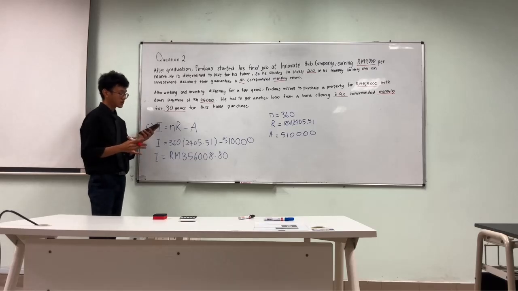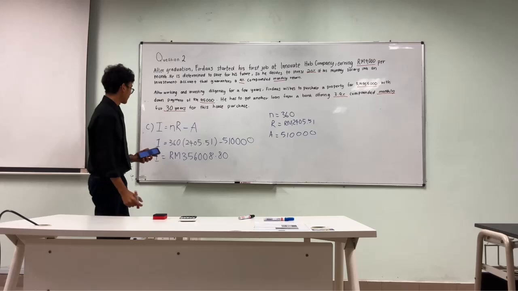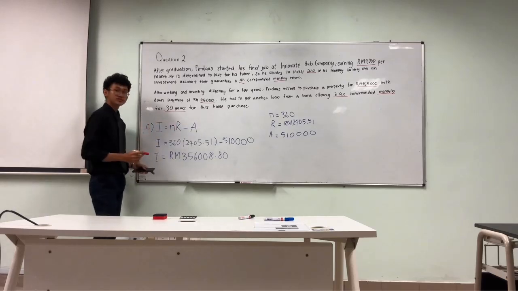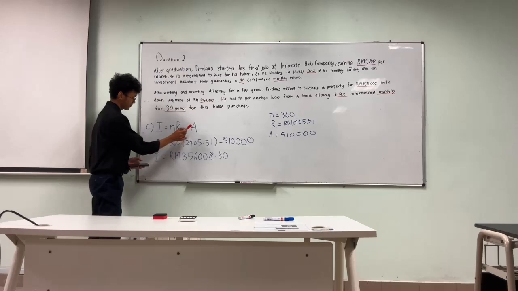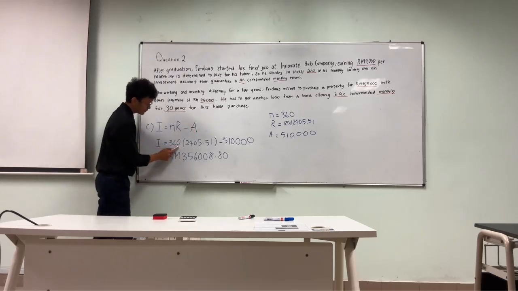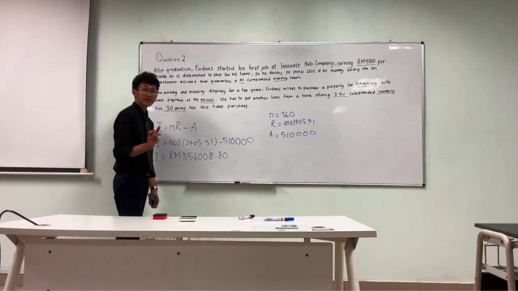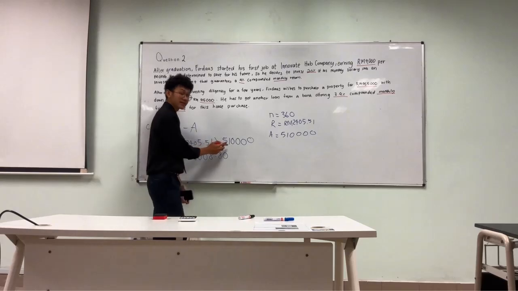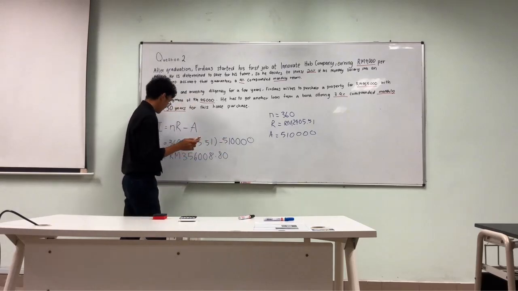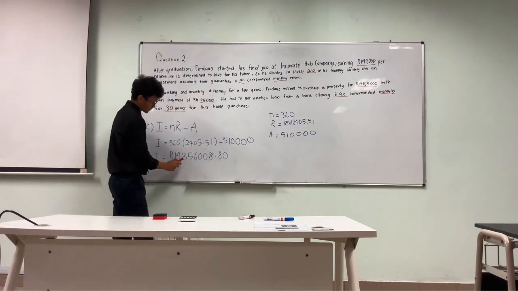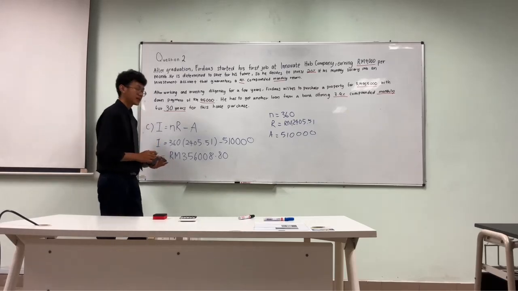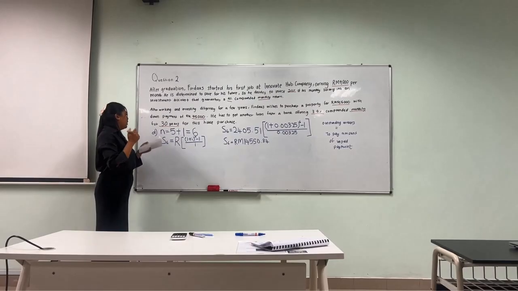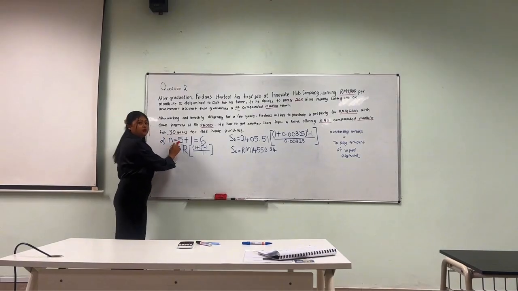Question C is calculate the total amount of interest that he paid to the bank. For question C, we will use the formula I equals nR minus A. I equals 360 times 2,405.51 minus 510,000. The outcome will be 356,080.